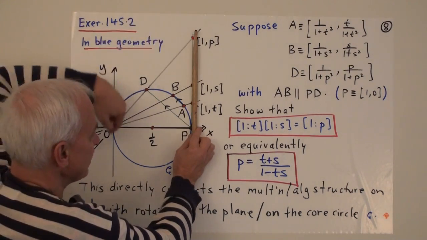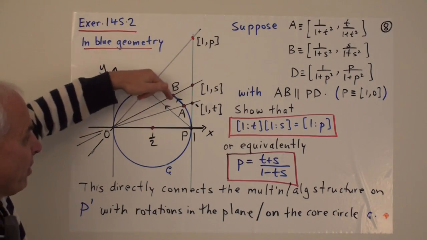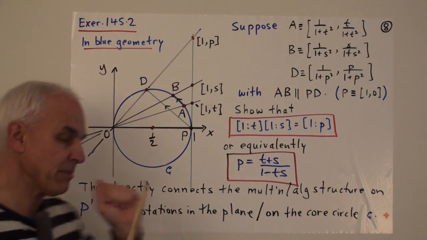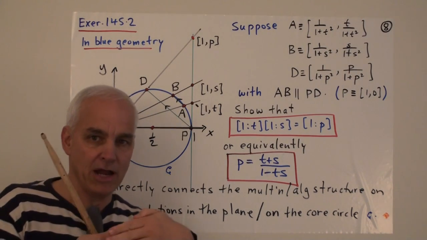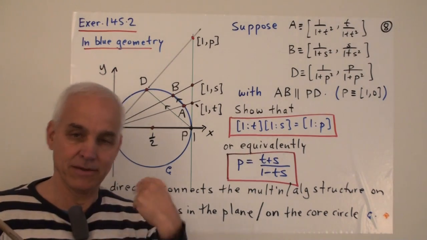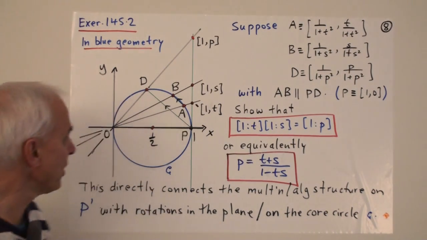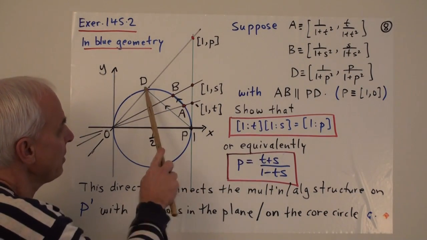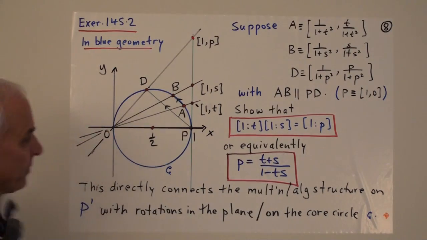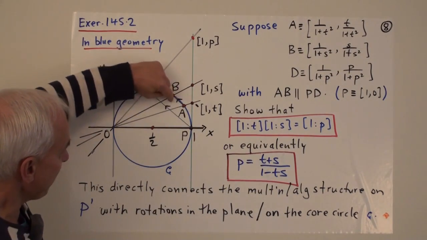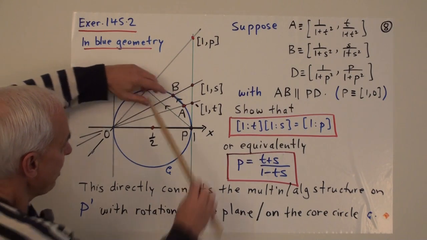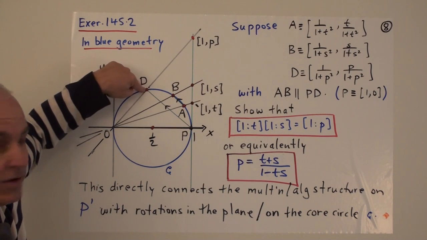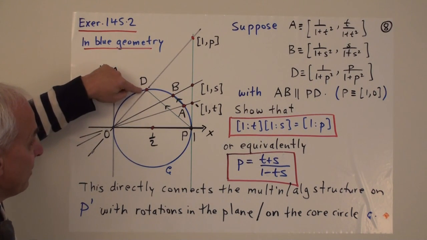So on this line here, these three lines have very simple intersections, 1 comma t, 1 comma s, and 1 comma p. And now let's suppose that in addition we have a similar kind of parallel situation as we did in the earlier examples, but slightly different. That we assume that AB is parallel to PD, where P as before is our point 1, 0. So imagine starting with AB, drawing that line segment there, and then drawing a line through P, which is parallel to that, and seeing where the second point of intersection with the core circle is, and calling that D.